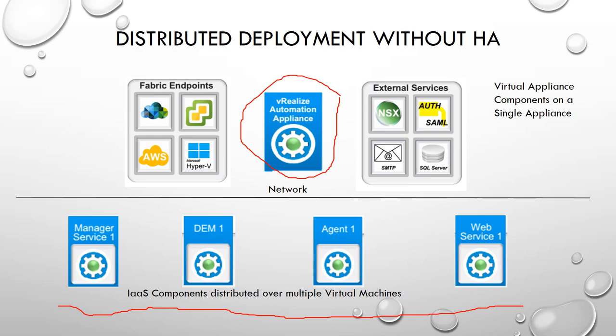This increases the resources that each component can get from its virtual machine, and thus increases the load that our VRA's automation infrastructure can handle. This makes up the distributed deployment without high availability, and the scenario is used when the load is high and can't be handled by the minimal deployment.